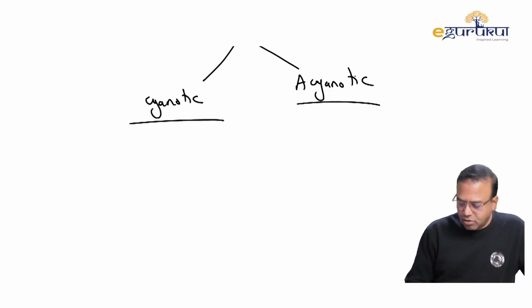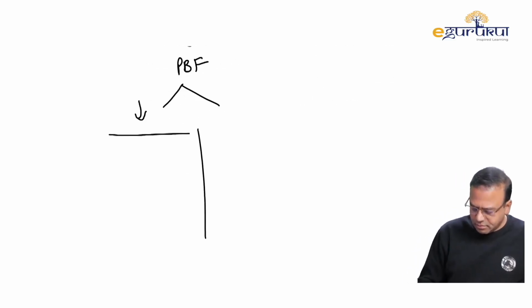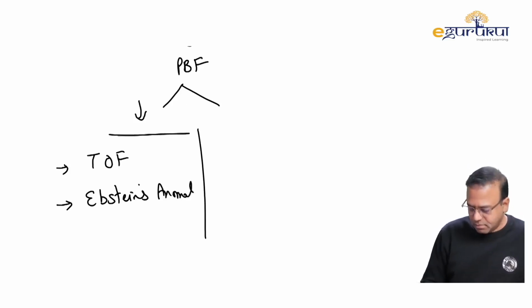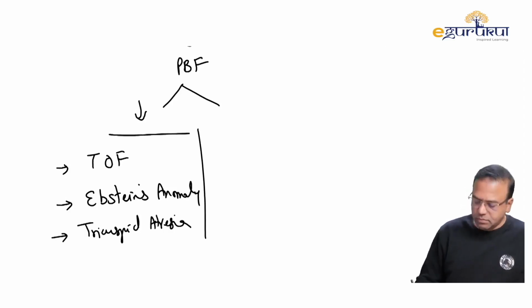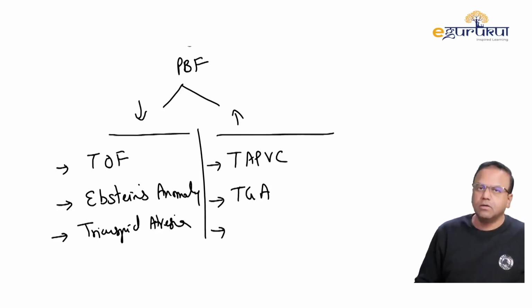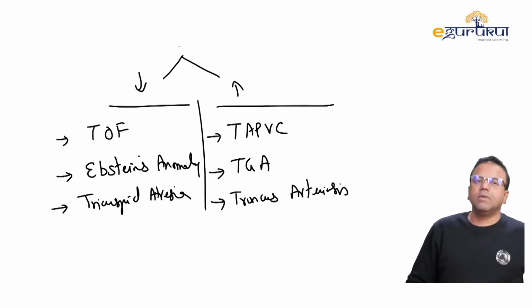If you look at the cyanotic congenital heart disease, the approach that we have is broadly based on the pulmonary blood flow. The conditions where the pulmonary blood flow is decreased include tetralogy of Fallot, Epstein's anomaly, tricuspid atresia. The conditions where the pulmonary blood flow is increased include total anomalous pulmonary venous communication, transposition of great arteries, and truncus arteriosus. Although there are many more conditions, what are relevant for our exams are these.